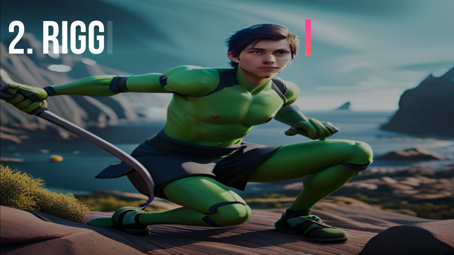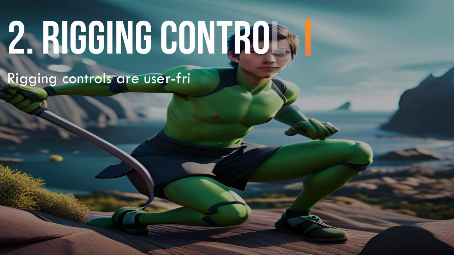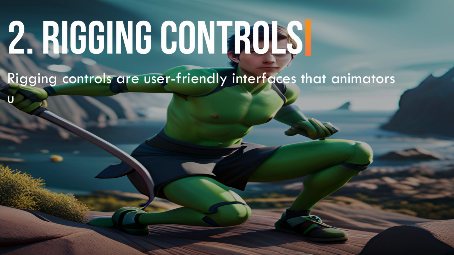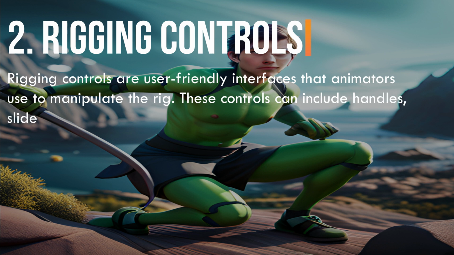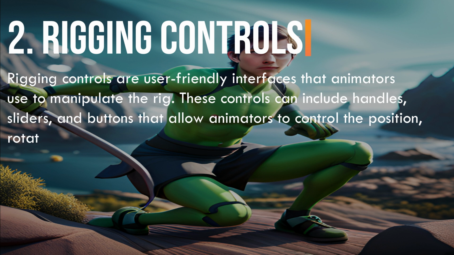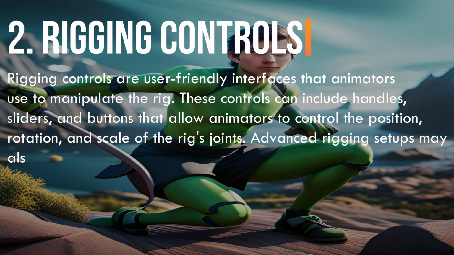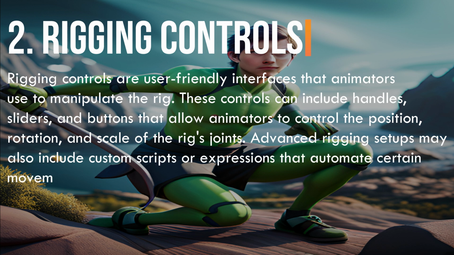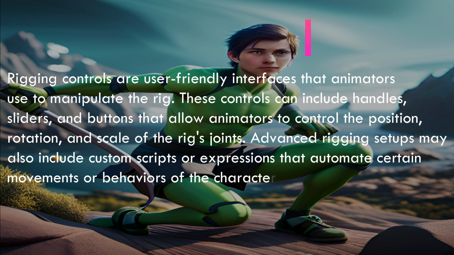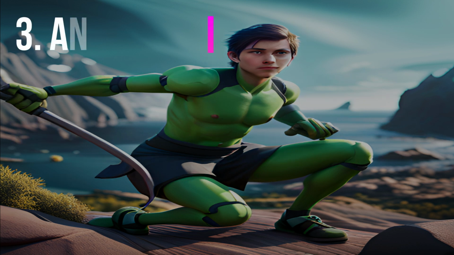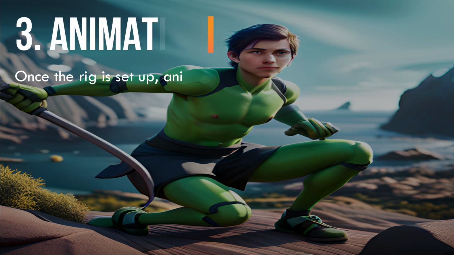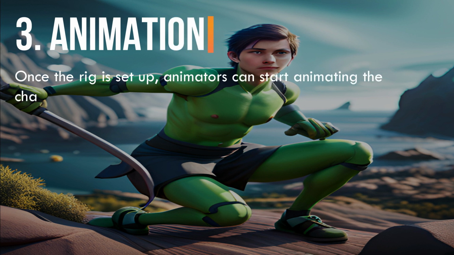2. Rigging controls. Rigging controls are user-friendly interfaces that animators use to manipulate the rig. These controls can include handles, sliders, and buttons that allow animators to control the position, rotation, and scale of the rig's joints. Advanced rigging setups may also include custom scripts or expressions that automate certain movements or behaviors of the character.